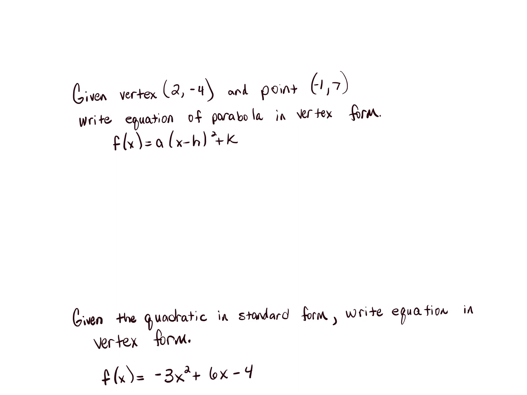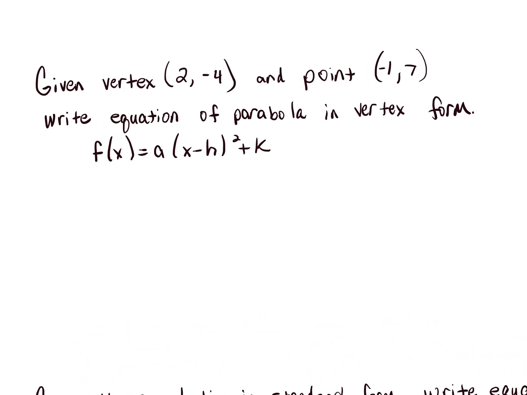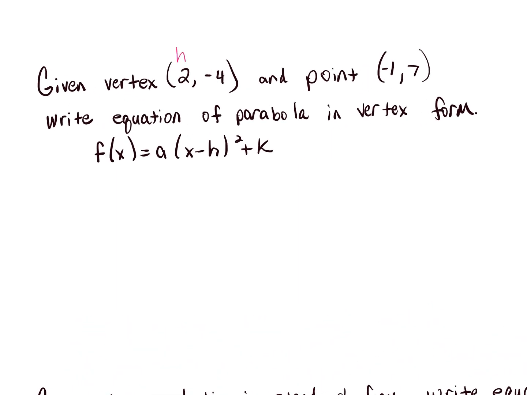So if you're given the vertex and the ordered pair, you're plugging in values. Your h comes from the x value from your vertex. Your k is the y value from your vertex. X is the x value from the point. In this case, f of x is going to be the y value from the point. You're finding a, then using a, h, and k to rewrite this.